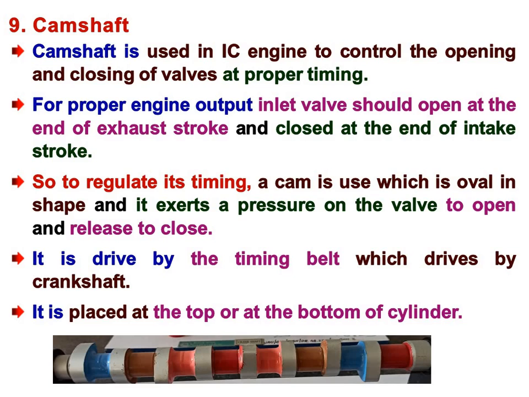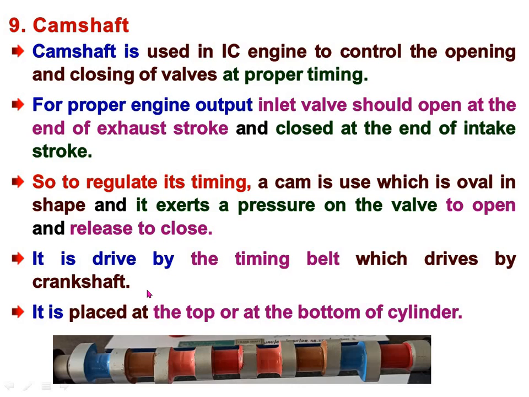So this cam or oval shape arrangement exerts pressure on the valve. Through this pressure, at the time of exerting the pressure, the valve opens, and as and when this lobe of the cam goes down, it releases the pressure, and then the valve closes. It is driven by a timing belt, which is driven by the crankshaft. We will see in the figure.